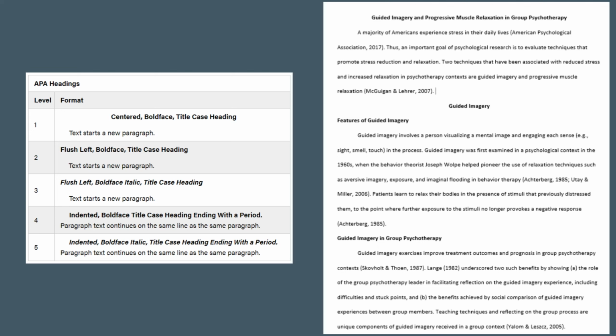On the left-hand side, you'll see what the format of headings can look like in a more involved APA style paper. The more subheadings that you have, the more things might differ a little bit. So if we had an additional subheading nested under this guided imagery, it would be italicized.